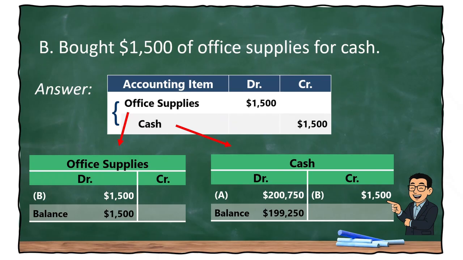When we post these to the T accounts, in office supplies, we add $1,500 on the debit side, bringing its balance to $1,500. In cash, we record $1,500 on the credit side, reducing the balance from $200,750 to $199,250. This shows how purchasing supplies impacts both the specific asset account and the overall cash position.